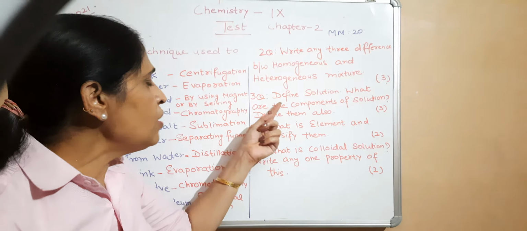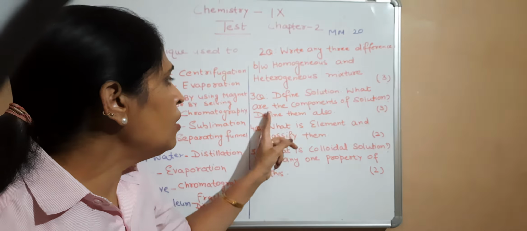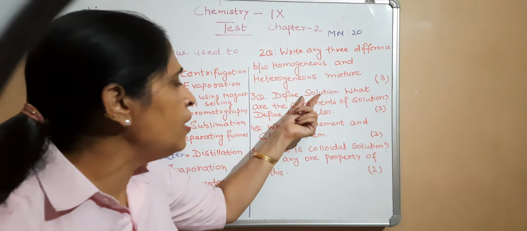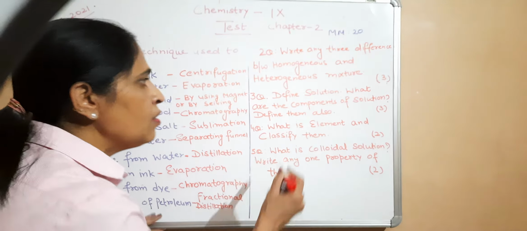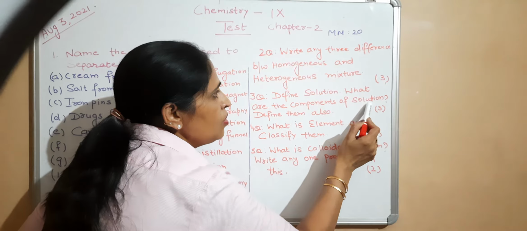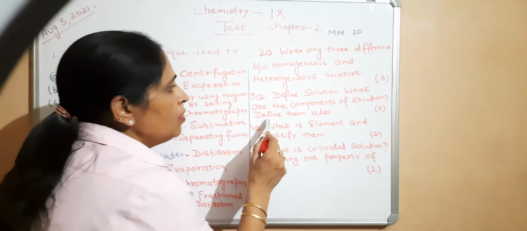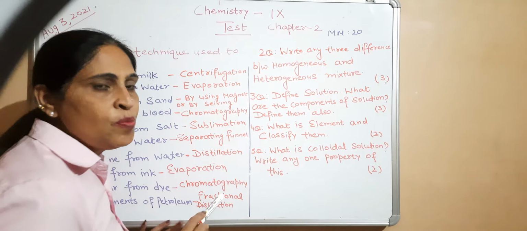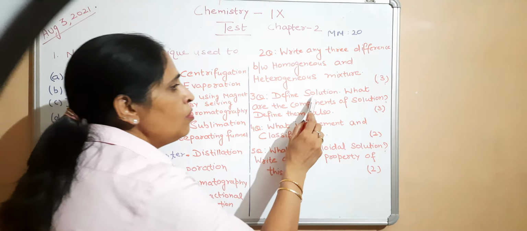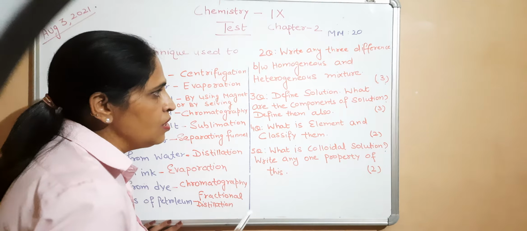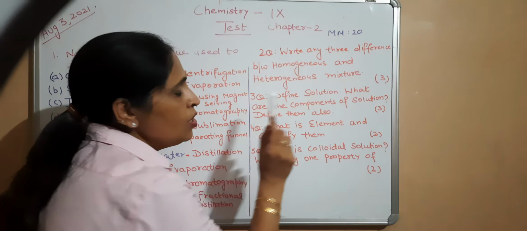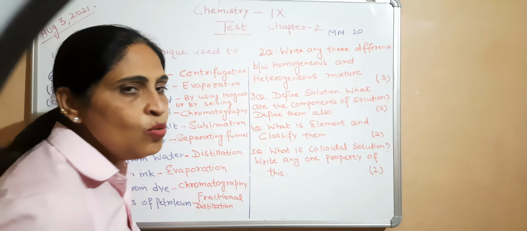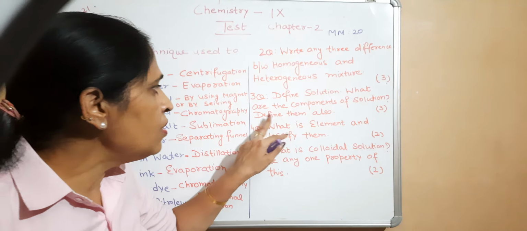Now the next question is: define solution, and what are the components of the solution, define them also. It means you have to write the definition of solution, and what the solution is made up of, and we have to define these components also. Solution is a homogeneous mixture of two or more substances, and the components of solution are solute and solvent.